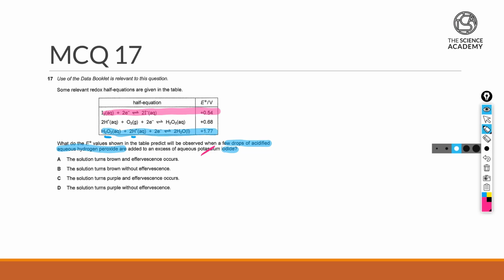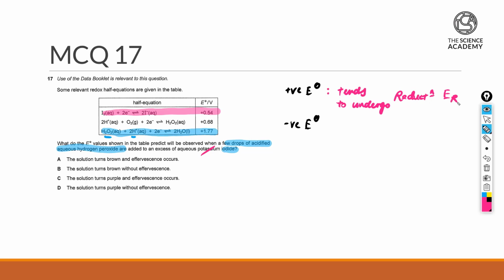And with that, we will be considering the first half equation of I2 plus 2 electrons to give you 2 iodide. Now, just a little bit of a brief reminder here. If you have a very positive E0 value in comparison to a very negative E0 value in a pair, the one that's more positive tends to undergo reduction, and it will then be deemed to be my ER, which is my electrode for reduction. And the more negative E0 value tends to undergo oxidation.